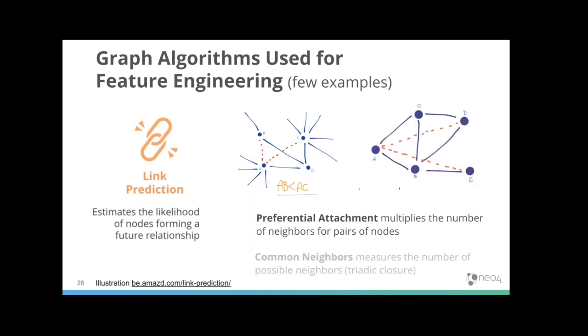Another common measure is common neighbors, and that just looks at the number of possible neighbors in regards to triangles. So you can think of that as closing triangles. A, B, and E here, in the upper left, currently don't have a connection between A and E, but B is friends with both A and E. The idea here is that if we have friends in common or colleagues in common, we're more likely to be introduced. That's just more natural. So those are some that we use for link prediction.